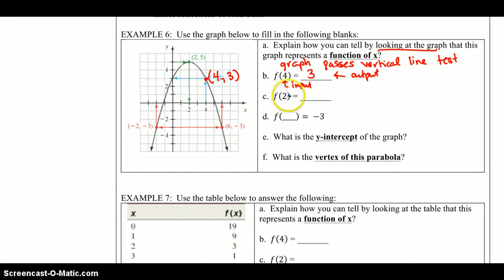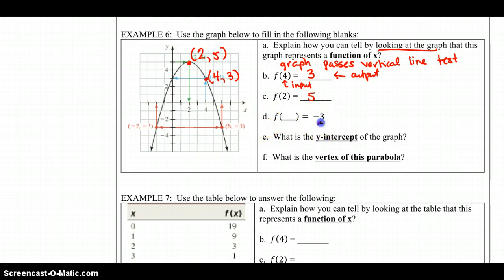And here again, 2 is inside the parentheses, so we're looking for an input, and we want to know what the output is on the curve. So if we input 2, we're not going down because our graph's not there, but if we go to the right 2 and go up, right here we hit the curve at the point (2, 5). So for an input of 2, the output is 5.